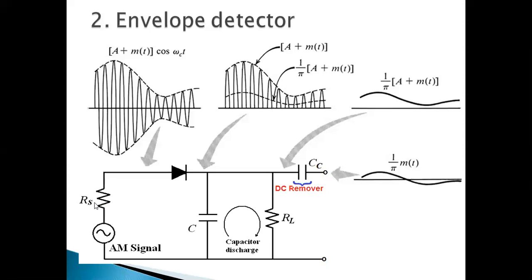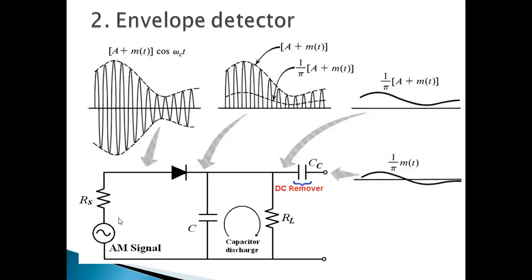In case of square law modulator and switching modulator. But what is the input here? Here the input is an AM signal, so that this is a high frequency signal. That AM signal is given as input to the envelope detector.